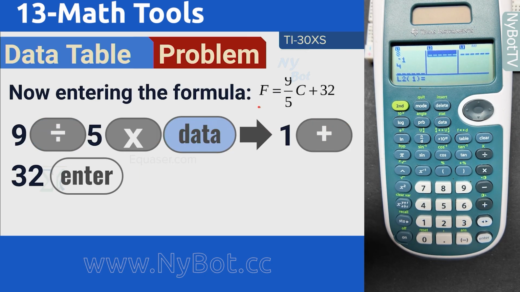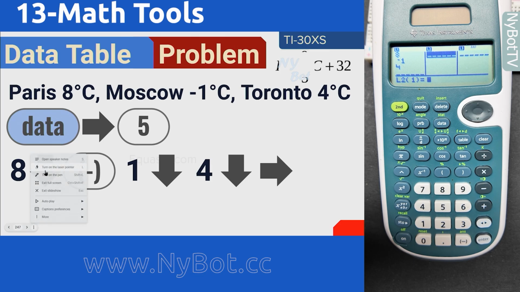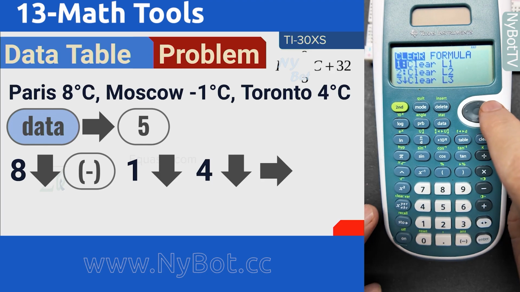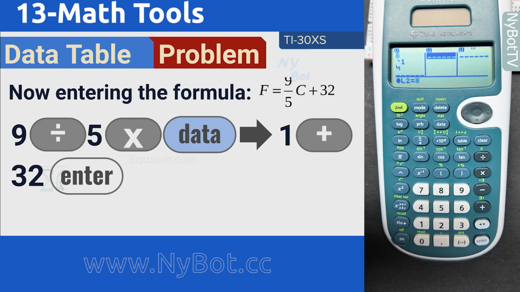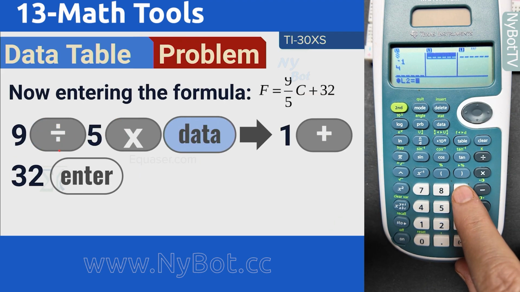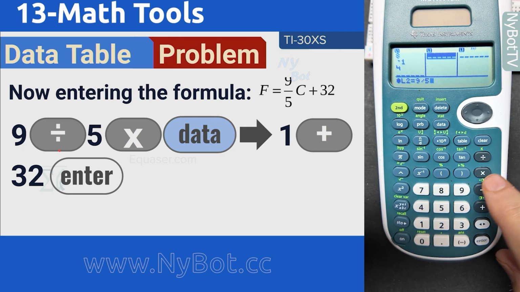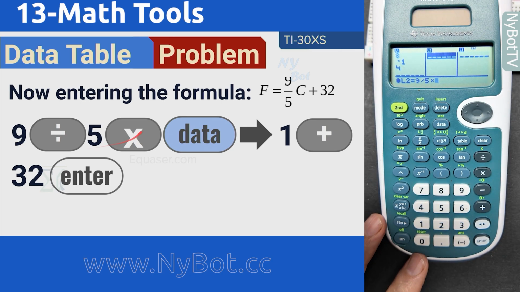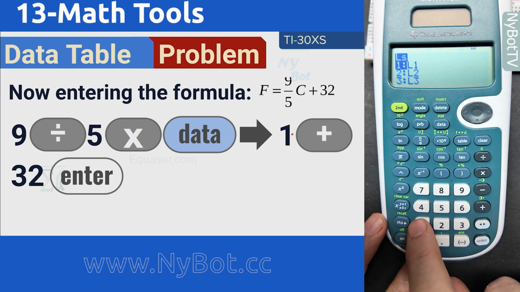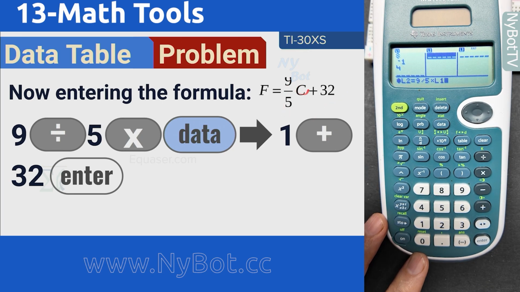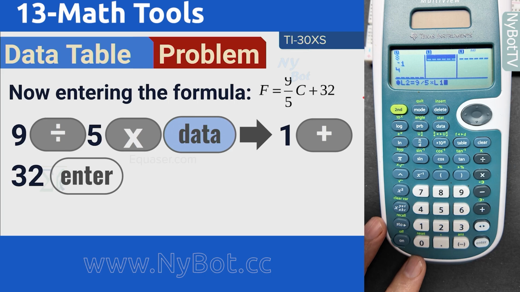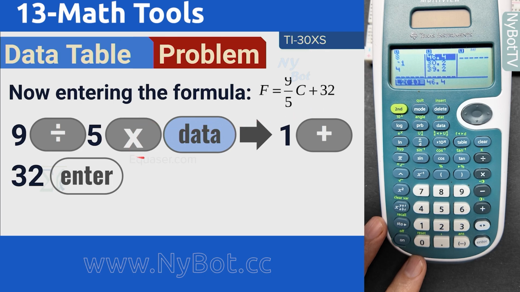We are now in L2. While we are in this screen, we press data, go to the right, formula, and then 1. L2 is now there. Now we do 9 divided by 5 times L1. We want to say data 1. Data, you will see now L1. So 9/5 times L1. This is the formula, 9/5 times whatever is the value in L1 in this column plus 32. And then press enter.